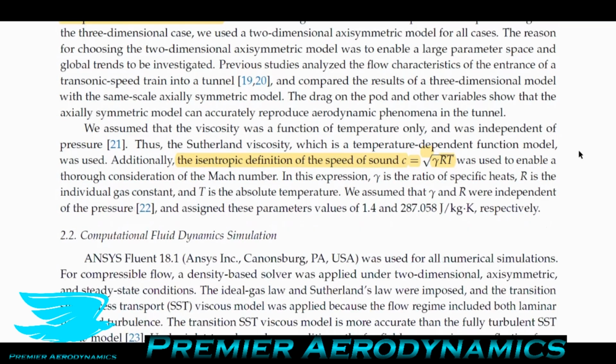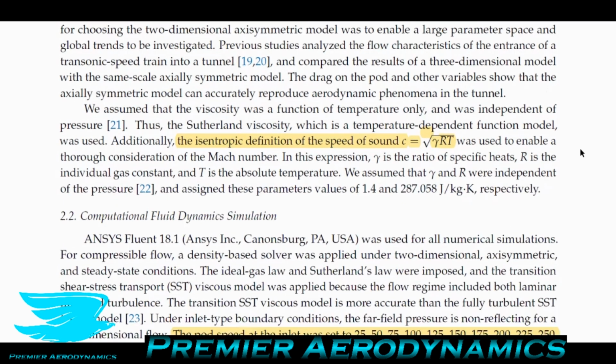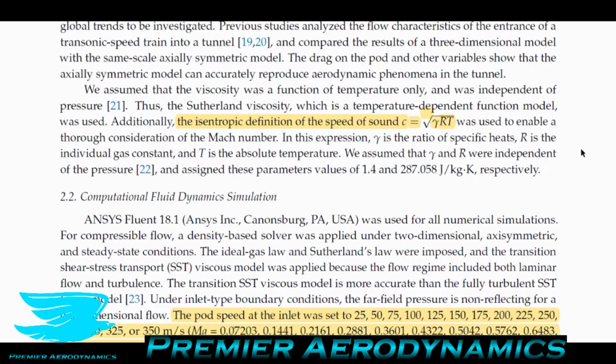So the isentropic definition of the speed of sound is the speed of sound equals the square root of gamma times R times T. So gamma is the ratio of the specific heats. The specific heat is the amount of energy you need to raise the temperature of a gas, in this case air, by 1 degree Kelvin. And this is under different conditions, so whether it's under constant volume or constant pressure. So the ratio of these two numbers gives you gamma. And we'll talk about that a little bit later.